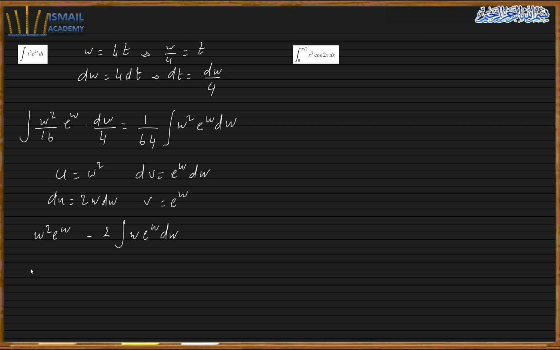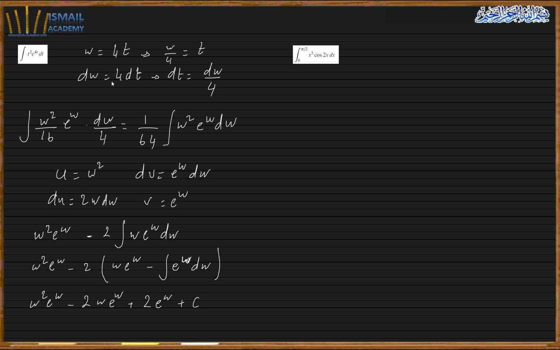So I will have w squared e to the w minus 2, but the power is 1, so it's going to be just w e to the w minus, if power 1 becomes power 0, it's going to be 1, just e to the w dw. So notice those patterns, it's going to make your life easier. Then to integrate this is very simple, so it's going to be w squared e to the w minus 2w e to the w plus 2 e to the w plus c.